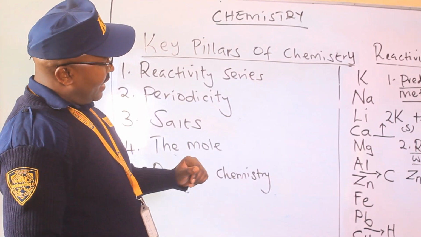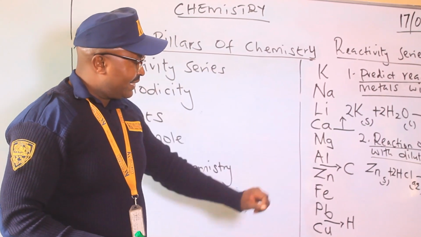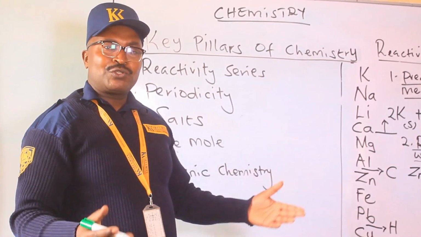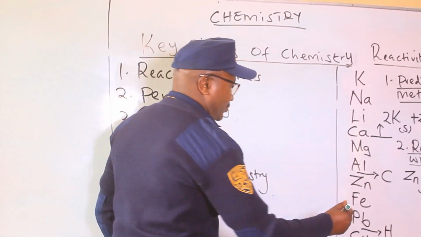So, having known that all metals that are above hydrogen can react with dilute acids, what does that tell you when it comes now to another benefit of the reactivity series, and that is preparation of salts?